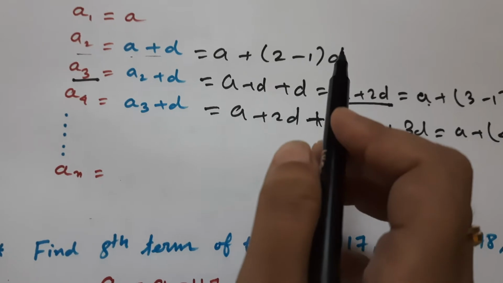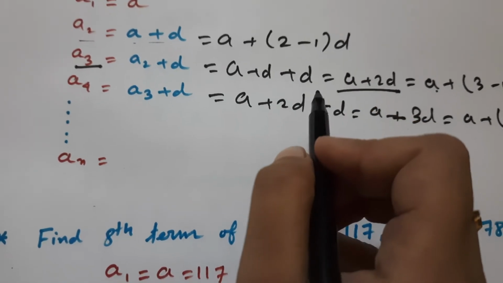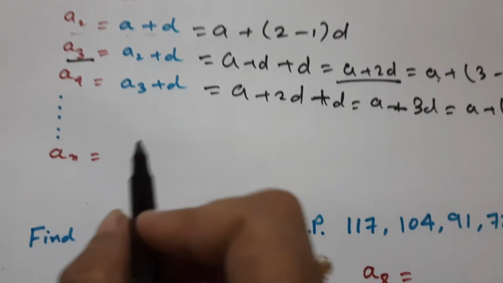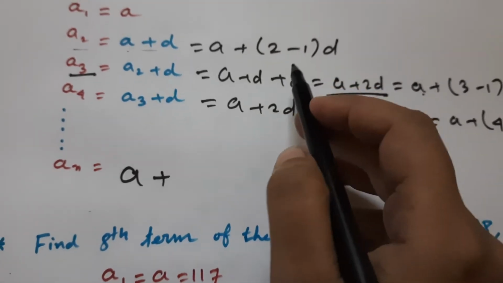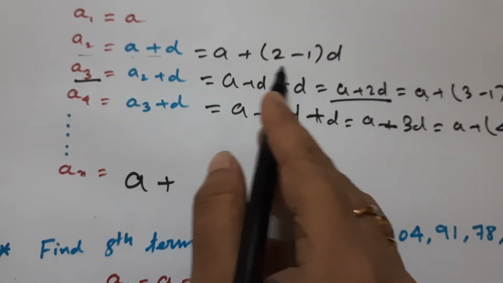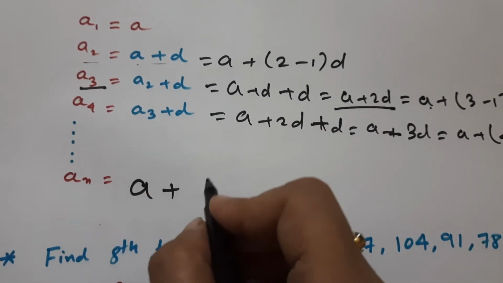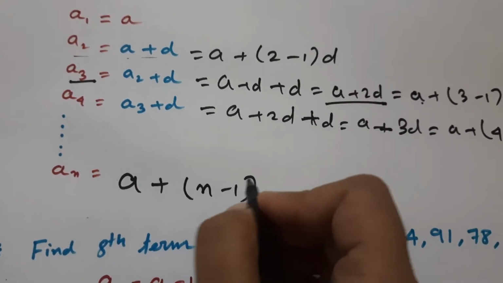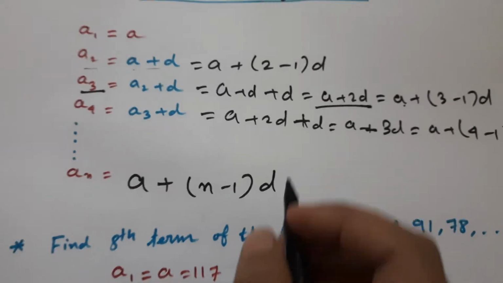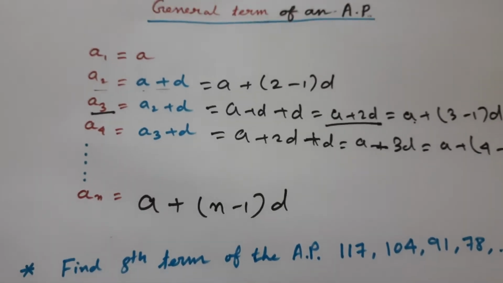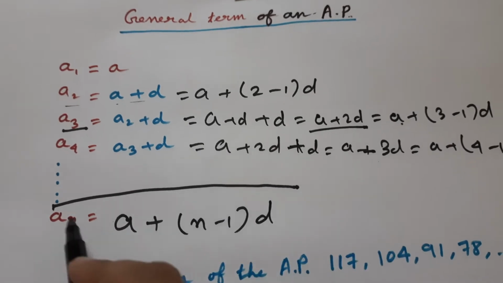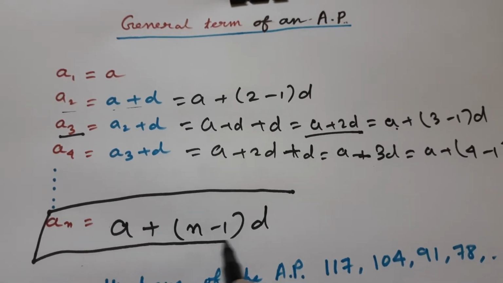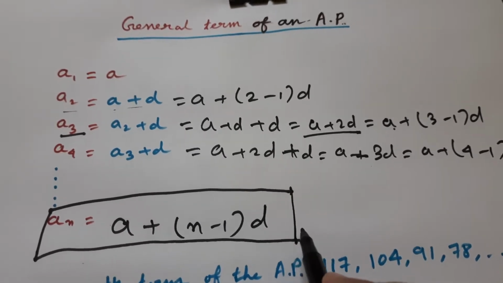So if we follow the pattern, then we can write An equal to A plus, just as A2 equals A plus (2 minus 1)D, so An equals A plus (n minus 1) into D, the common difference. And so the nth term of the AP is An equal to A plus (n minus 1) into D.